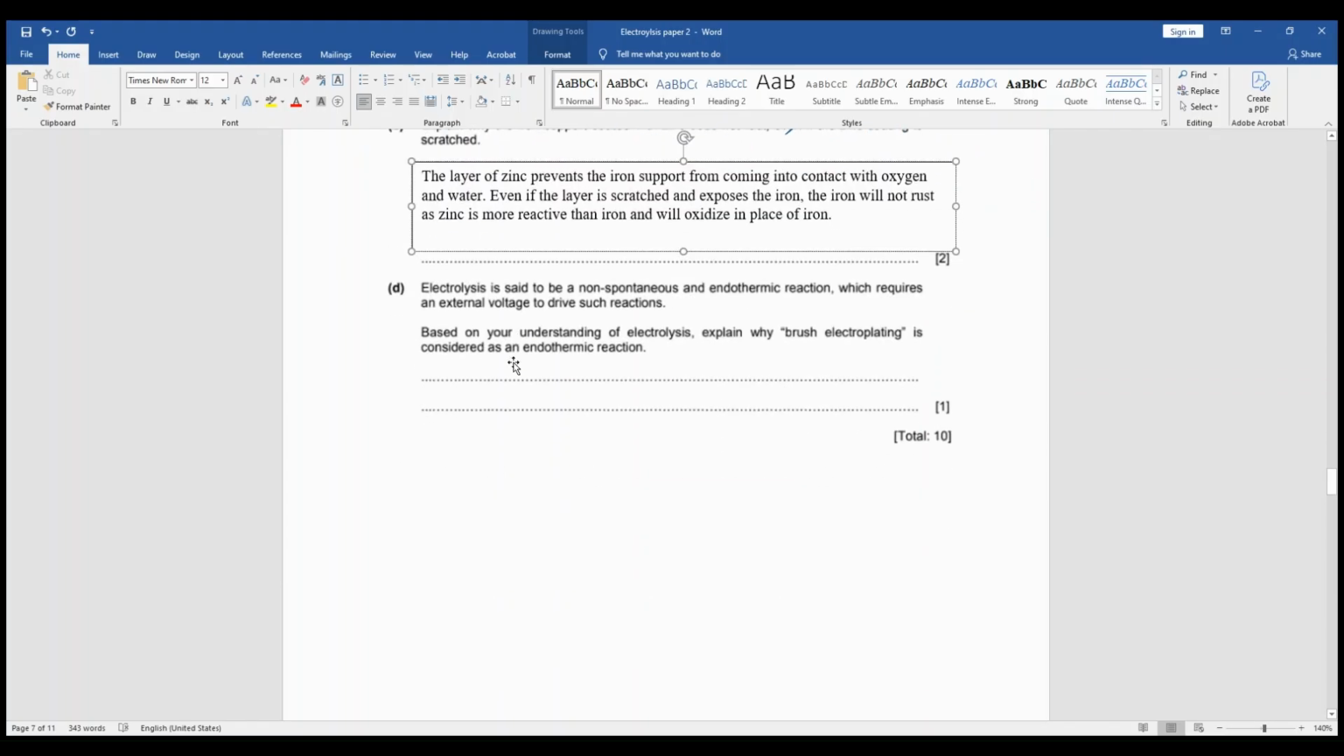Okay, that's it. D, electrolysis is said to be a non-spontaneous and endothermic reaction, which requires external voltage to drive such a reaction. Explain why brush electroplating is considered as endothermic.